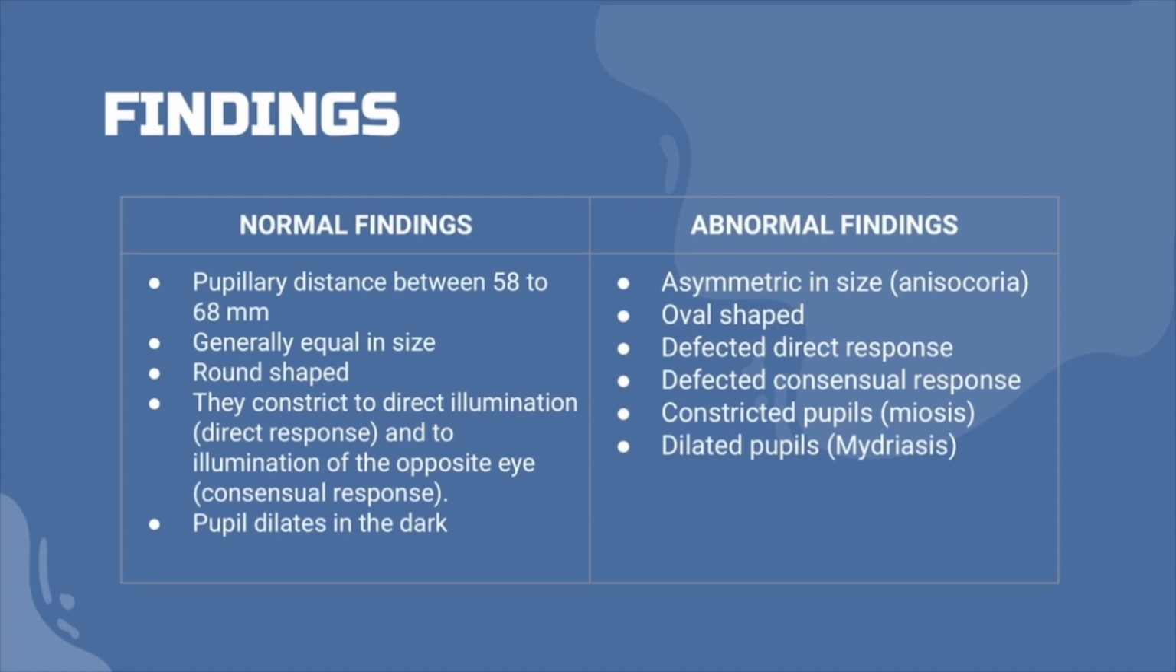Constricted pupils are also called miosis, which means excessive constriction of your pupil. And when your pupils are excessively dilated, it is called mydriasis. The size of our pupils is controlled by two counteracting muscles, the dilator pupillae and the sphincter pupillae. Usually, miosis and mydriasis are caused by a problem with either of your iris muscles or the nerves that control them.